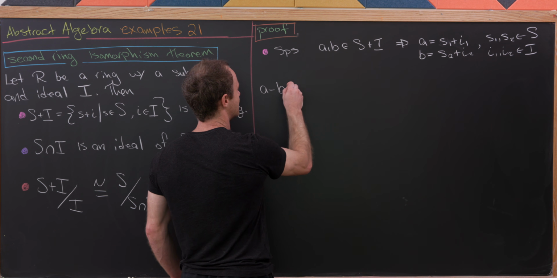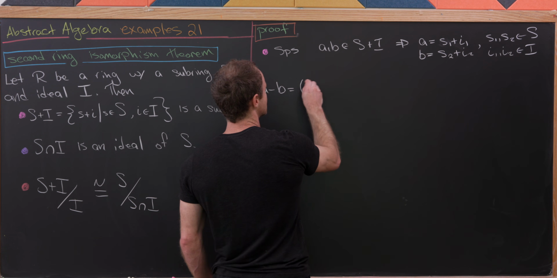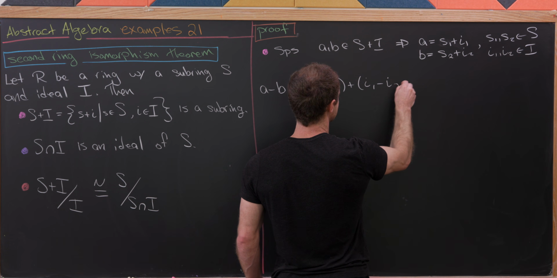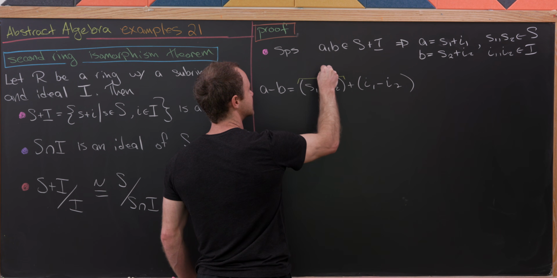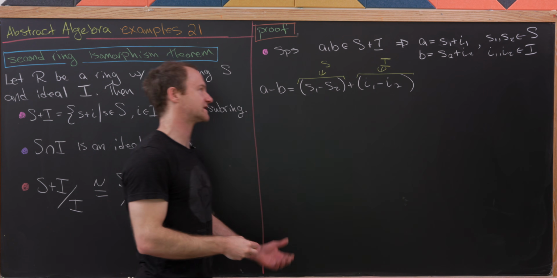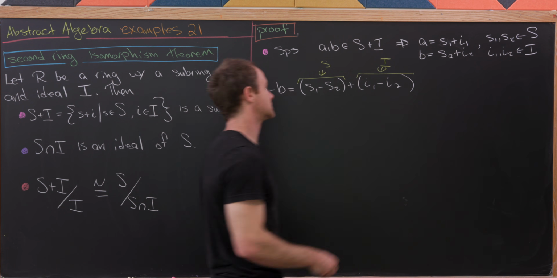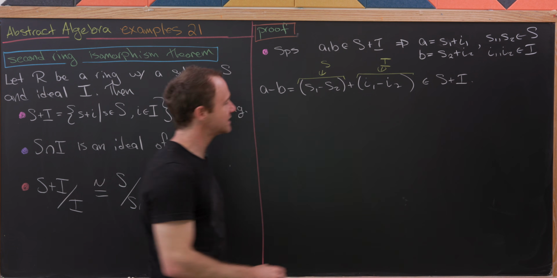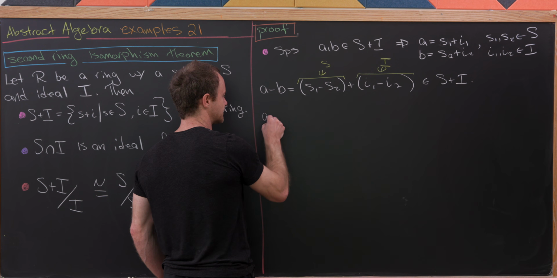So notice that a minus b, by associativity and commutativity of addition, is equal to S1 minus S2 plus I1 minus I2. But now looking at this, this is pretty clearly something in S plus something in I. That's because I and S are both subrings themselves. So that makes this thing inside of S plus I, which is exactly what we need to have closure under subtraction.